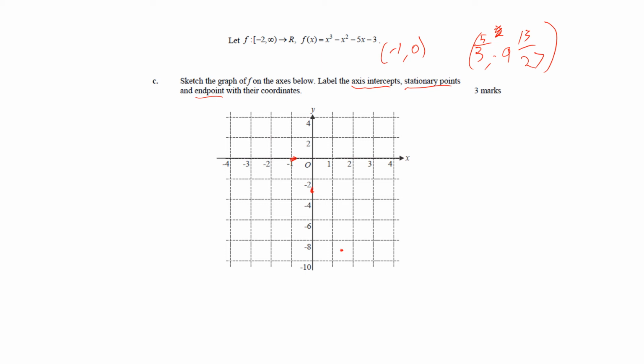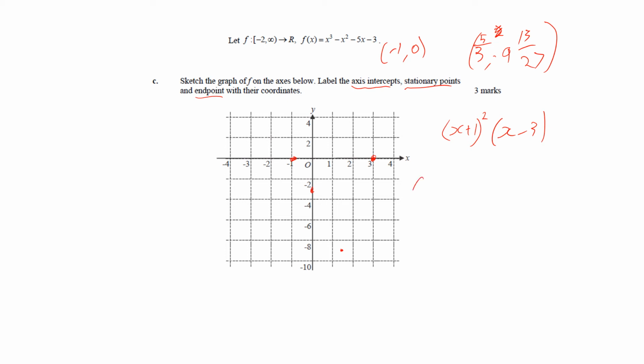We need our other x-intercept. So you might remember our other form of f of x was x minus 3 times x plus 1 squared. So our other x-intercept is x equals 3. The last thing we need, so we've got our axis-intercepts, we've got our stationary points. We also need the endpoint. So the endpoint, we can't find the endpoint on the right-hand edge, on the larger edge, because that's infinity, too big, can't draw it. But the left-hand edge we can find.